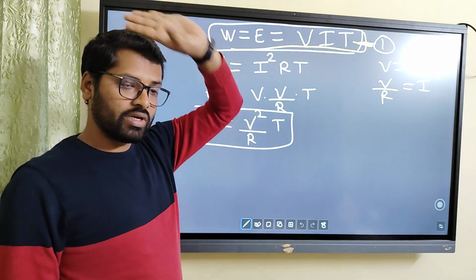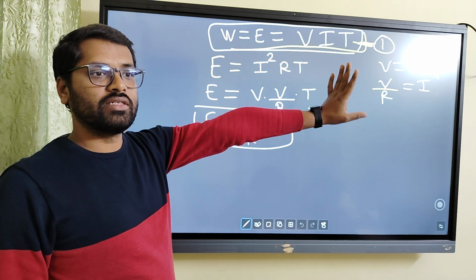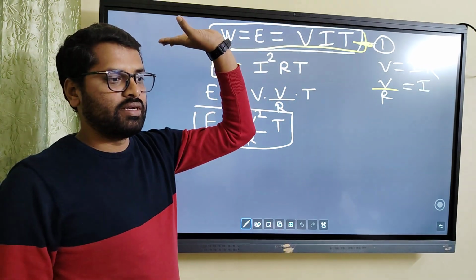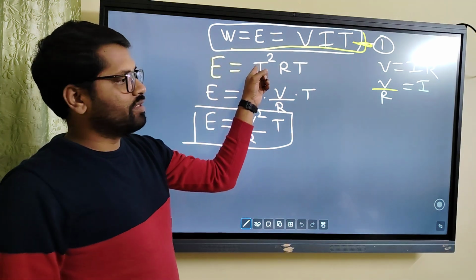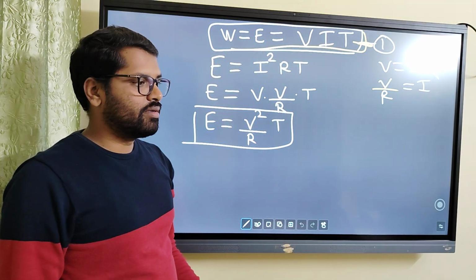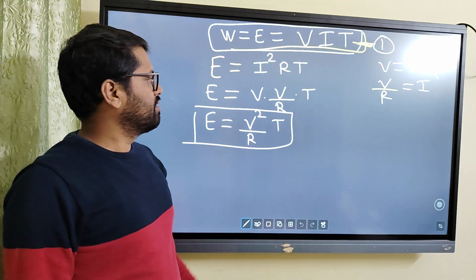Remember this. If somebody asks what is the energy formula, electric energy, you should tell VIT. Okay, what is power? VI. Then another formula, I square RT. Remove T, it will become I square R, which is power.